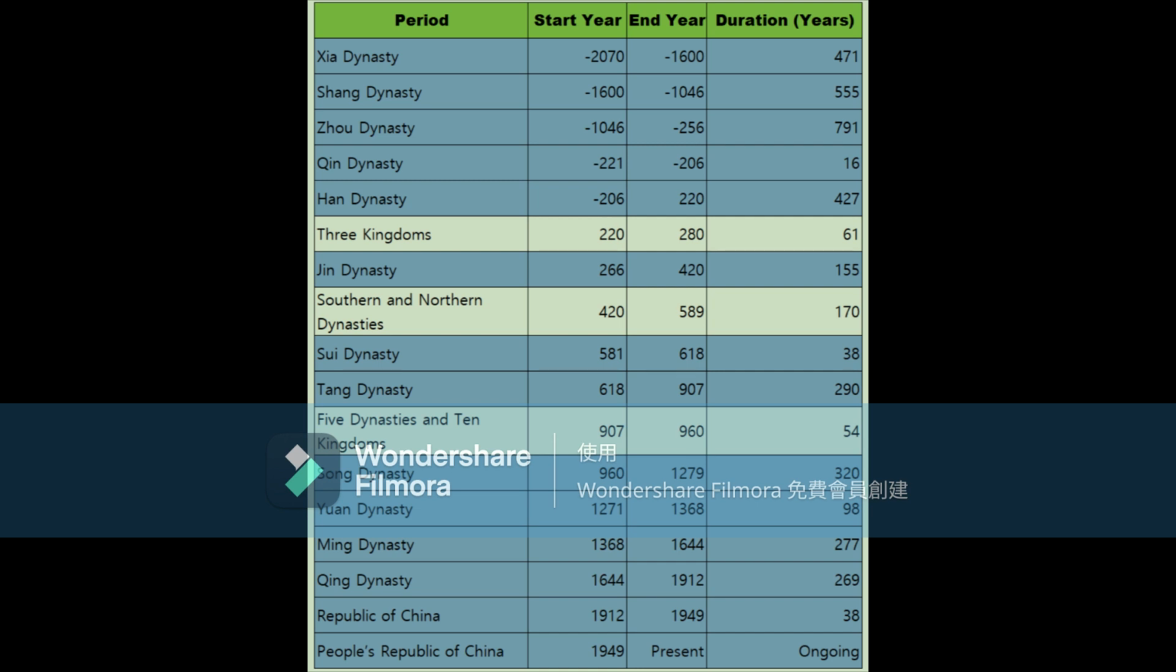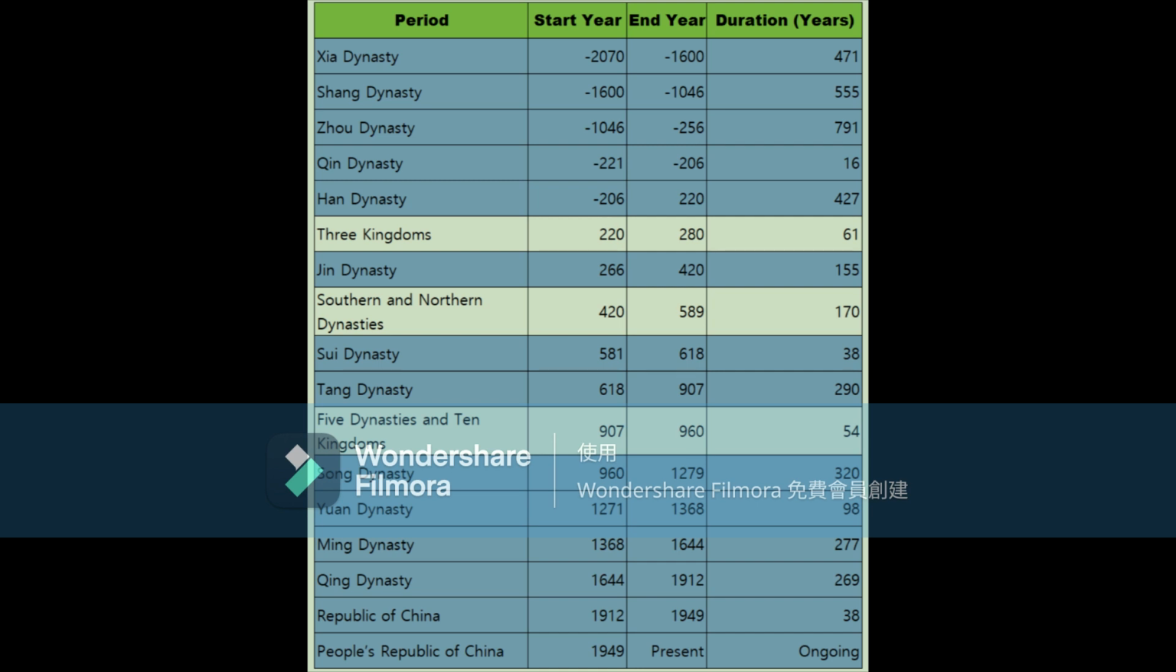Xia, Shang, Zhou dynasties, traditionally regarded as the first three dynasties of Chinese history, lasting until 256 BC. Qin and Han period. After the Qin dynasty unified the six states, it established the first centralized state in Chinese history, followed by the long reign of the Han dynasty. Period of the Three Kingdoms, Jin, and Northern and Southern dynasties, a time of alternating division and unification, with many short-lived dynasties emerging. Sui, Tang, and Five Dynasties and Ten Kingdoms period.